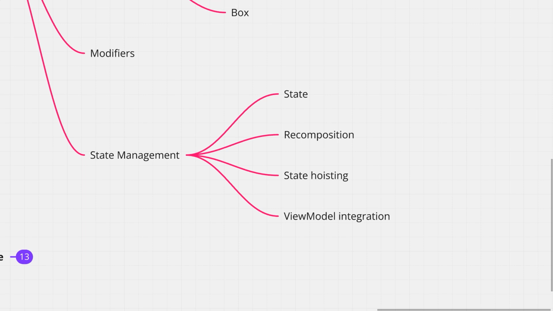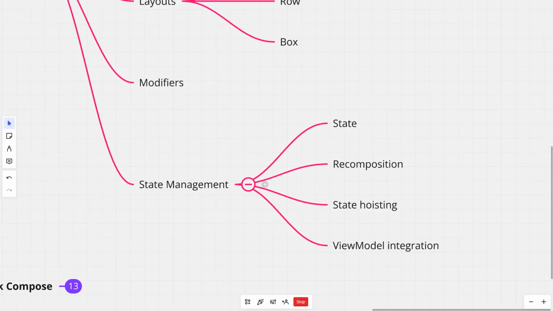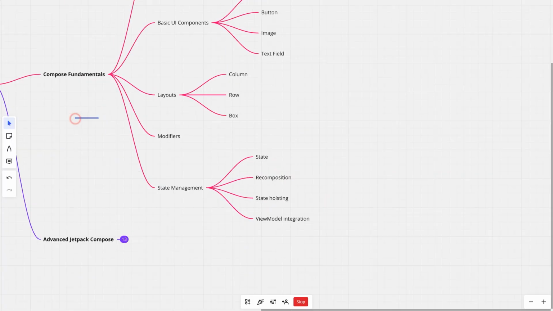State is any data that can change over time and affect the UI, for example, text input, toggle state, or a list of items. Compose uses observable state to track changes and to trigger UI updates. So this is the Compose fundamentals.